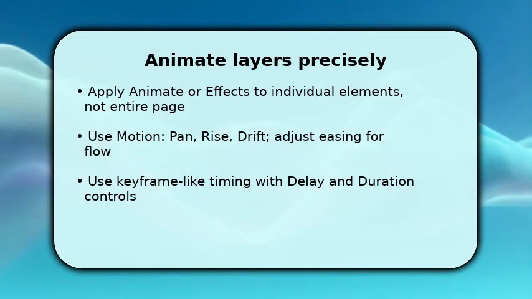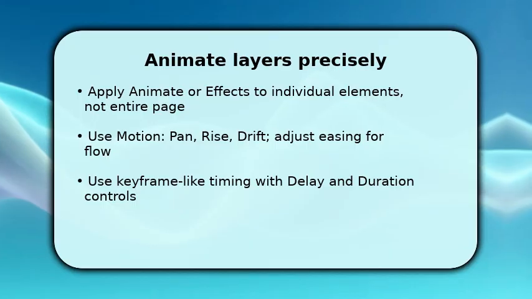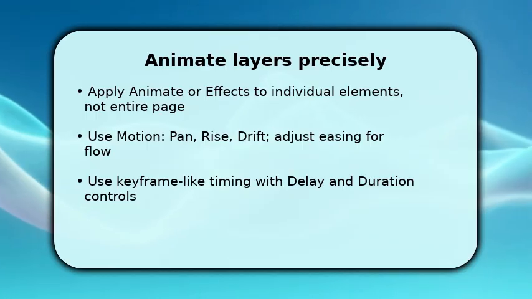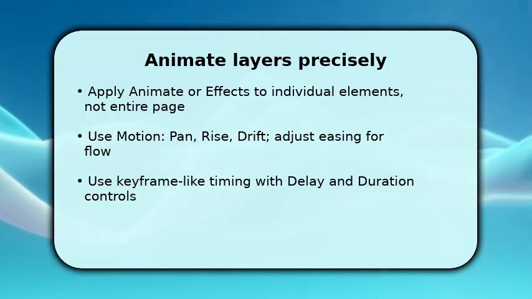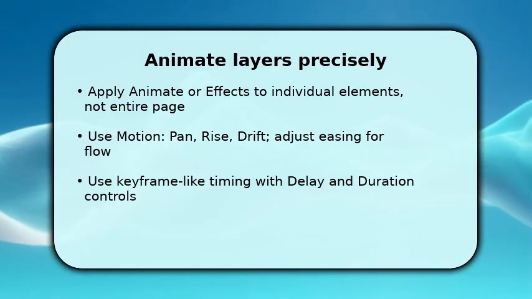Now you focus on the detailed execution. Select a single element and open the Animate menu, because per-element motion gives you control over timing and interest. Choose pan, rise, drift, or a custom effect, and then tweak easing so movement feels natural. Use delay to stagger entrances and duration to control speed. This mimics keyframes so your composition reads logically.